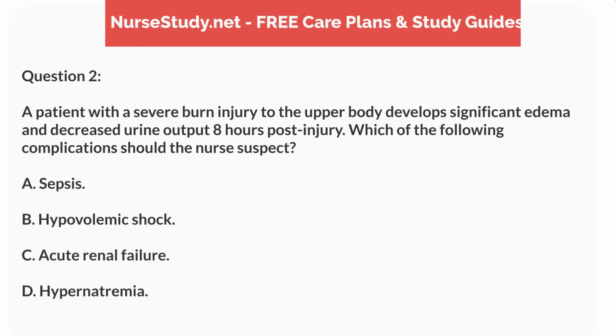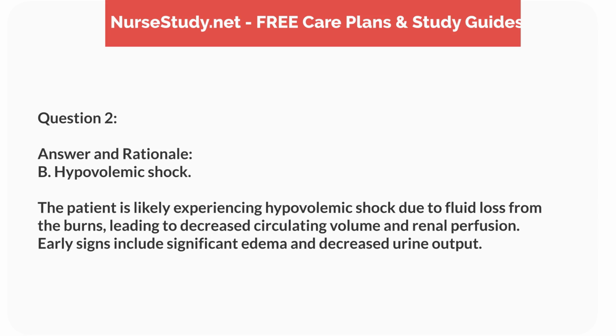Question 2. A patient with a severe burn injury to the upper body develops significant edema and decreased urine output 8 hours post-injury. Which of the following complications should the nurse suspect? A. Sepsis. B. Hypovolemic shock. C. Acute renal failure. D. Hypernatremia. Answer and rationale. B.